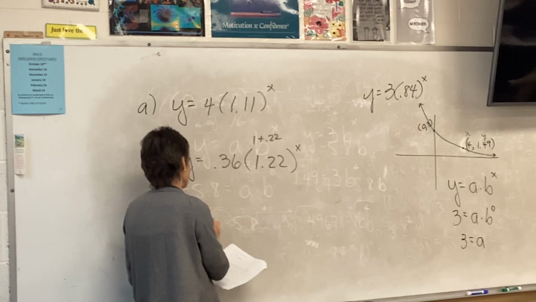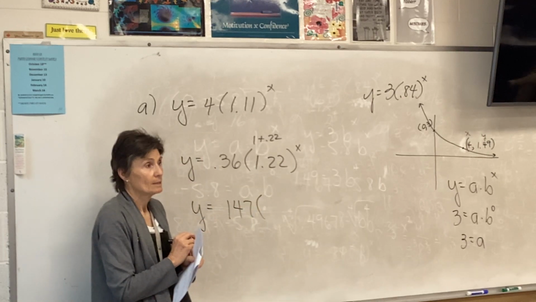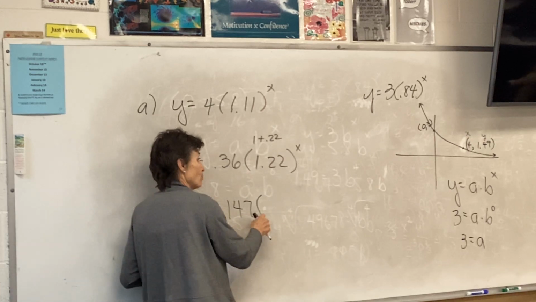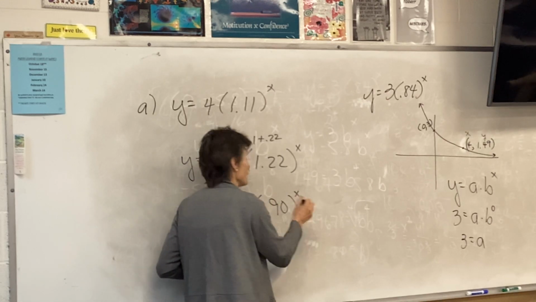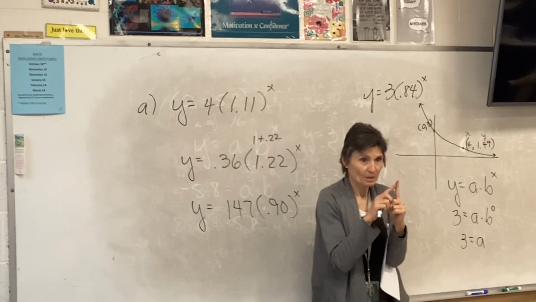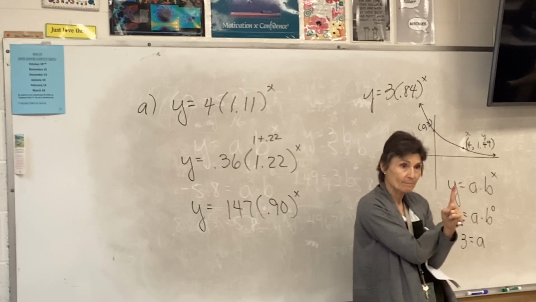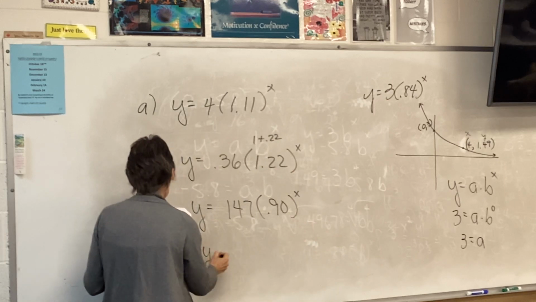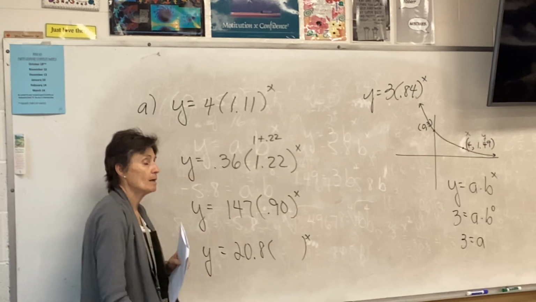Now be careful on C. The initial value is 147, but now we are decreasing, decaying. So what's gonna go here if we're going down 10%? 0.9, that's exactly right, 0.9 or 0.90. Remember, 1 is your starting point. If you're increasing, you add to 1. If you're decreasing, you subtract from 1. D, initial value is 20.8. And I am decreasing 4.5%.